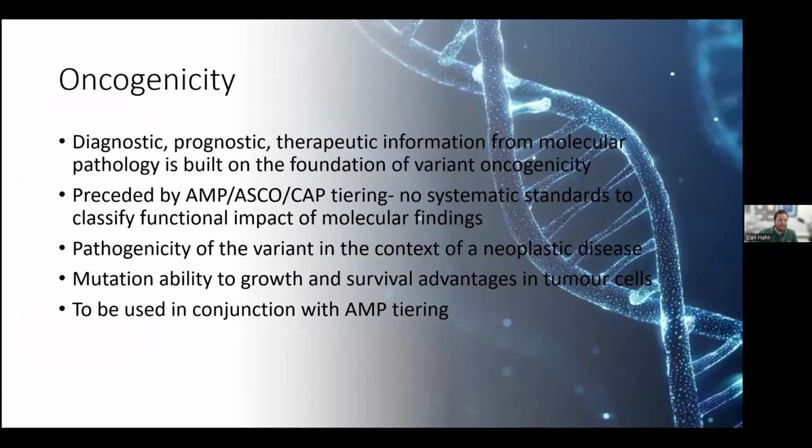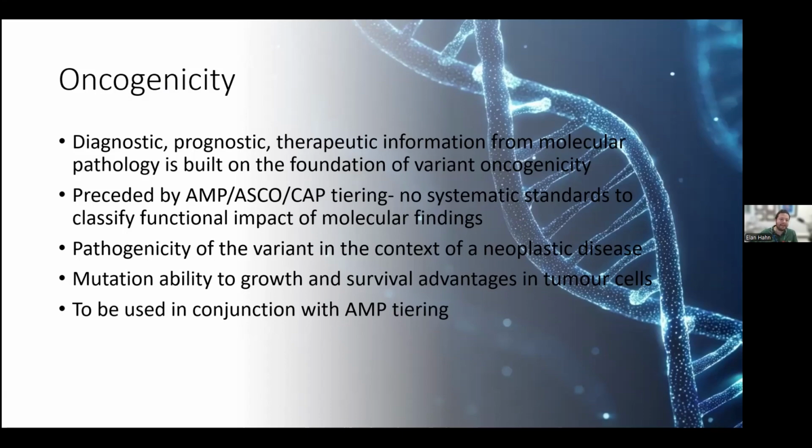And they define oncogenicity as diagnostic, prognostic, and therapeutic information from molecular pathology. And all of that information really is built on the foundation of whether or not this variant is oncogenic. It was preceded by the AMP-ASCO-CAP tiering, which I think theoretically or logically should follow oncogenicity. So once we determine that it's functionally relevant, then we could start to talk about its clinical significance.